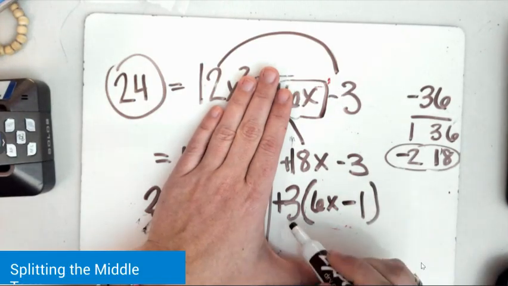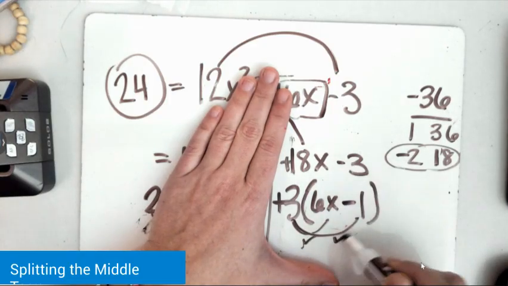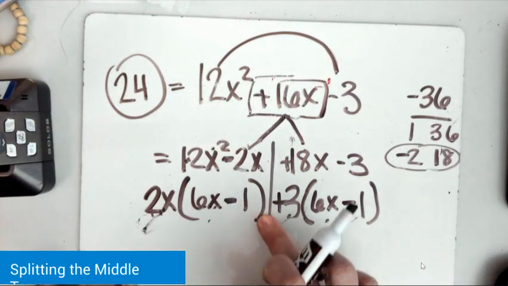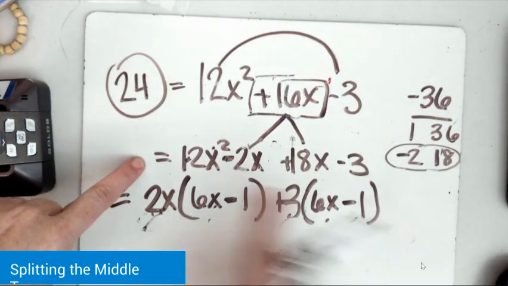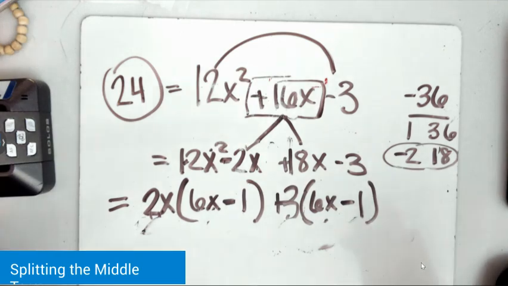You can always double check. 3 times 6x is 18x. 3 times a negative 1 is negative 3. All right. Now, would you agree that this is the same as this, which is the same as this? Yes. Mathematically sound. All right.